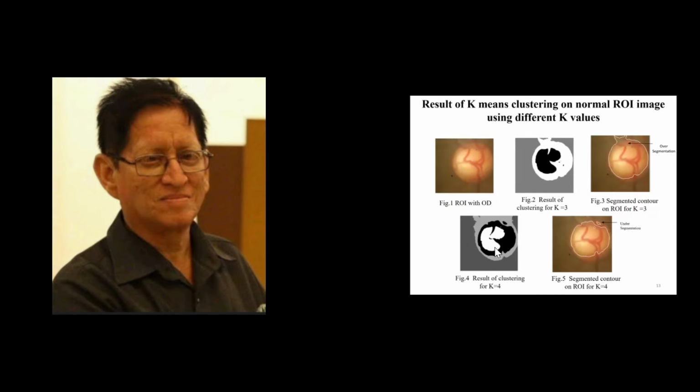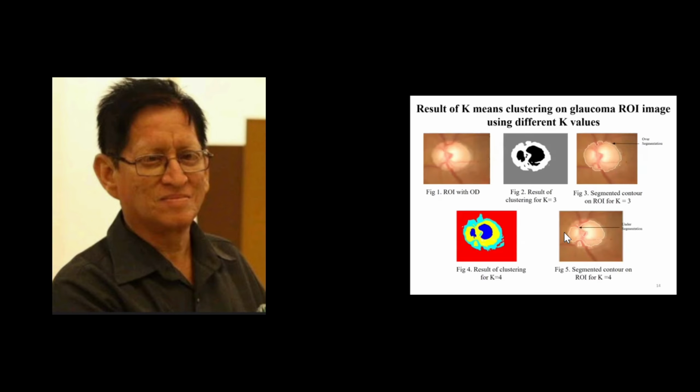Suppose I set the cluster count as 4. At that time some extra regions will also be detected. It is very difficult to set the cluster value, because the blood vessels and the background have the same intensity. Therefore, threshold level setting is very difficult. To avoid this problem, to set the cluster automatically, we use another algorithm, the hill climbing algorithm.